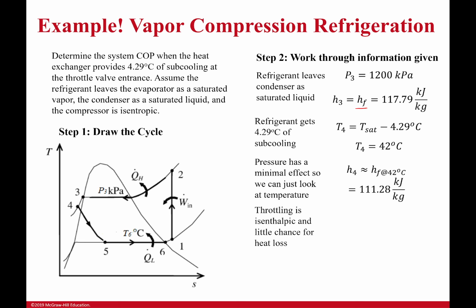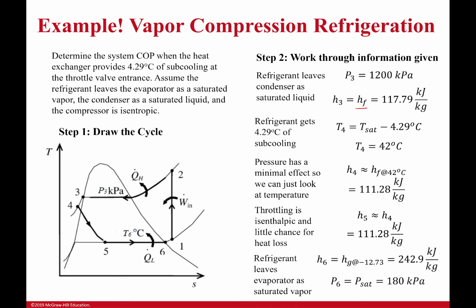Now let's go to point 5. And so it's really easy. It just says throttling is isenthalpic. So my enthalpy at point 5 is just my enthalpy at point 4. Nothing too bad there. Okay, point 6 here, it says it leaves as a saturated vapor. So we know what the temperature is. It's negative 12.73 degrees Celsius.